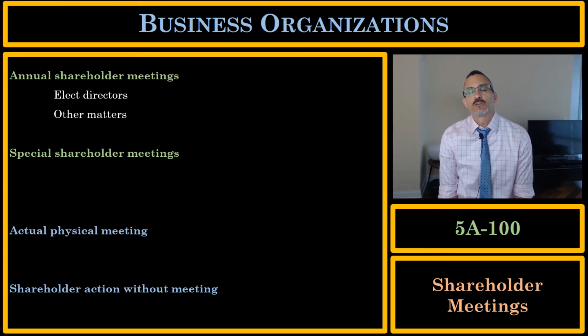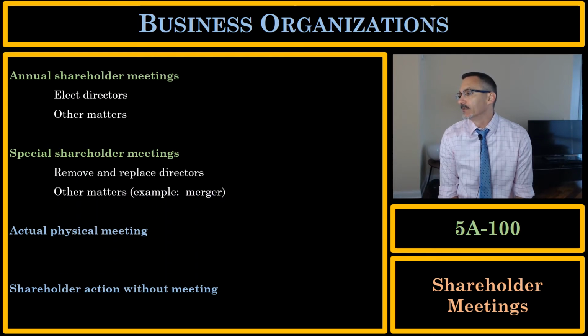This is where the shareholders usually elect directors, and if there are other matters that shareholders need to vote on, it will also happen at the annual shareholder meeting. We also have special shareholder meetings, and these are meetings where you will remove and replace directors. Remember, the shareholders have a right to remove directors if they are dissatisfied with those directors. So the shareholders can remove one or more directors. They will do that at a special shareholders meeting.